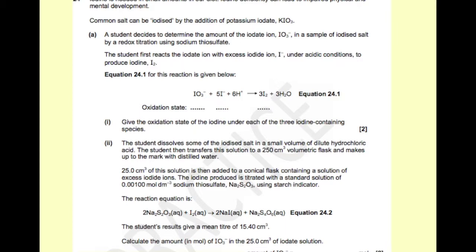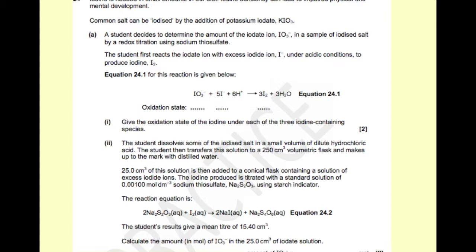The student's results give a mean titre of 15.4 centimetres cubed. Calculate the amount in moles of iodate in the 25 centimetres cubed of iodate solution. So, strategies to cope with the sheer weight of information.